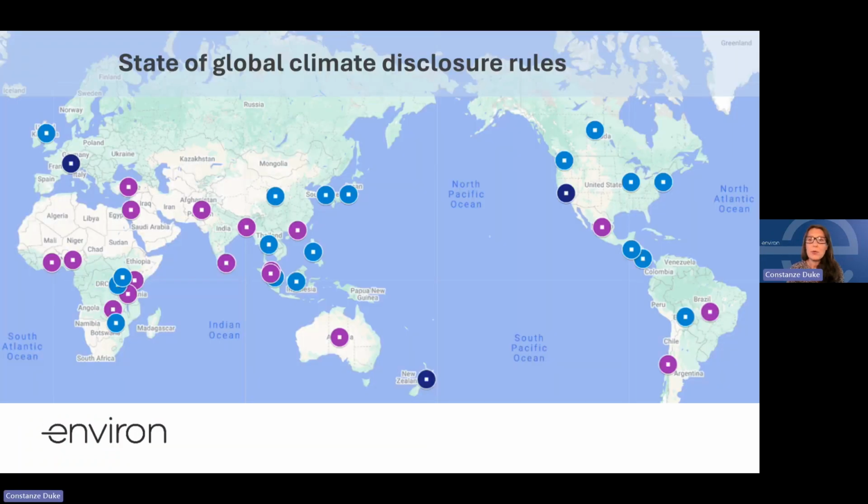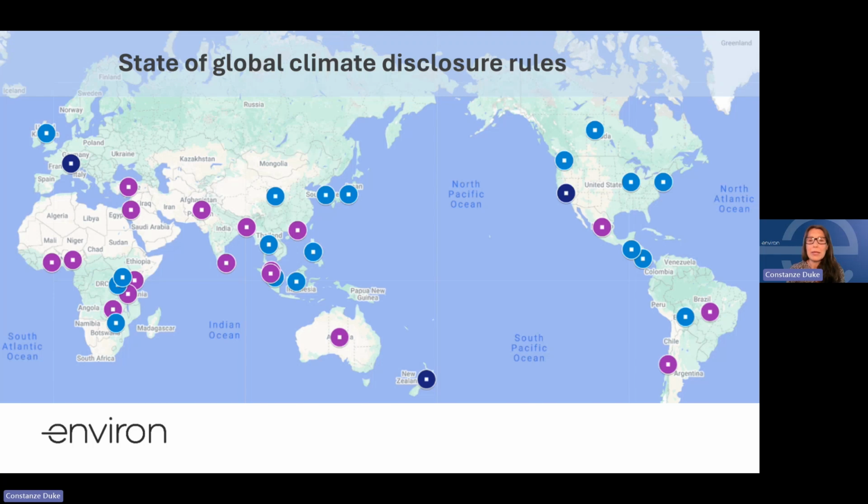Here is a quick snapshot of the state of climate disclosure rules globally. So the purple dots are finalized ISSB mandates. The light blue ones are pending, and the dark blue ones are finalized climate disclosure rules that are not related to the ISSB standards. All of these are specific climate disclosure rules only.